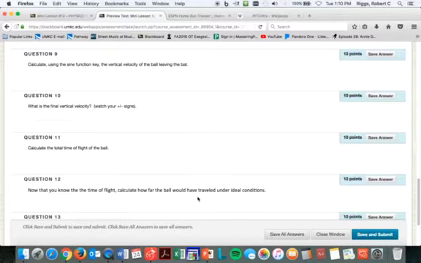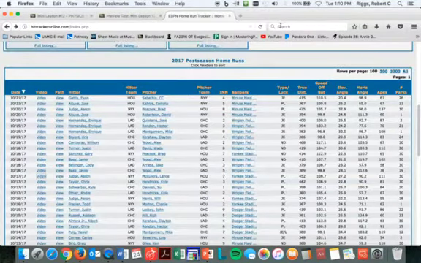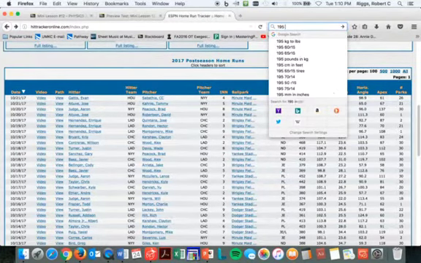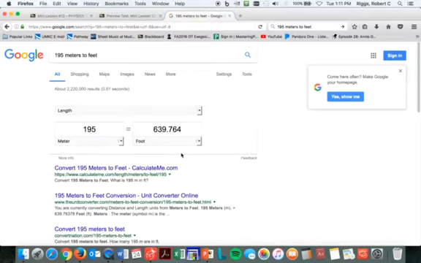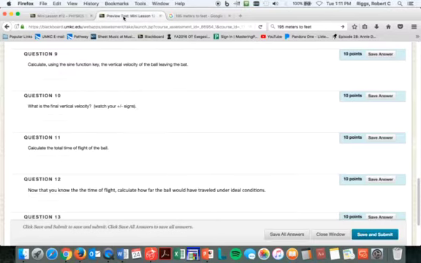Let's convert that 195 meters into feet real quick. I'm going to do that right here. 195 meters to feet is 639 feet, or basically about 640 feet. I'll tell you what, right now, the furthest anybody can hit a baseball is less than 500 feet.